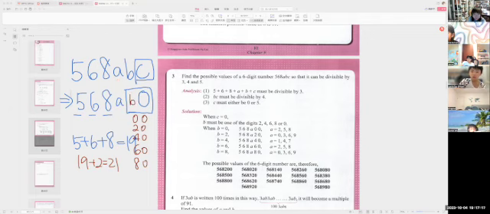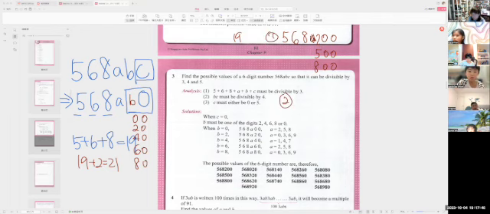Okay, when B equals 0, so it's 568A00, right? So this one, let's see. Obviously, 5 plus 6 plus 8 equals 19, which is not divisible by 3. So we need to change A to equal what? 2. So it's 568200, 568500, and 568800. Correct? Okay, so that's the first example.